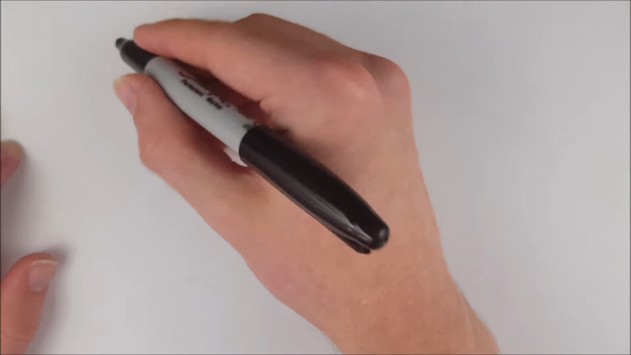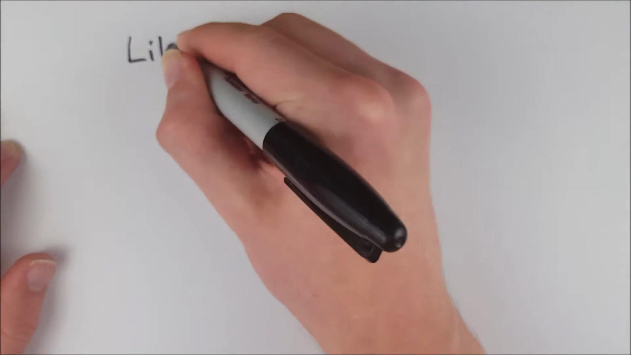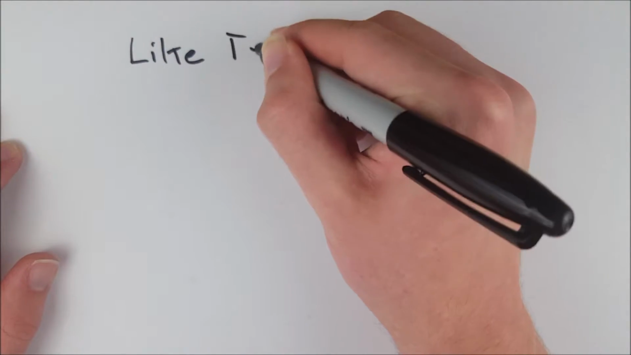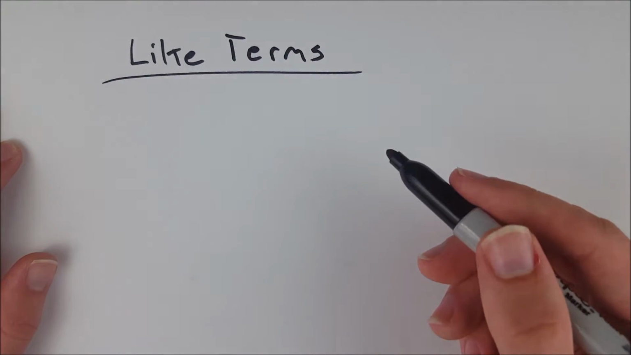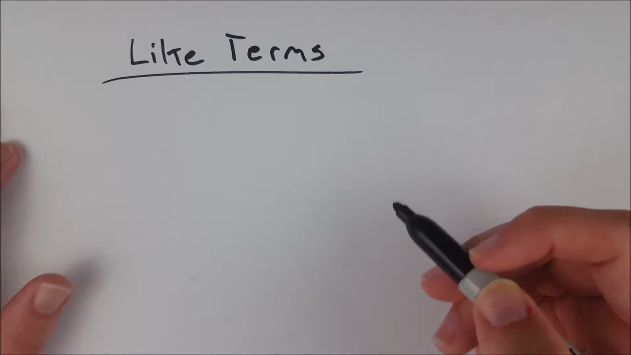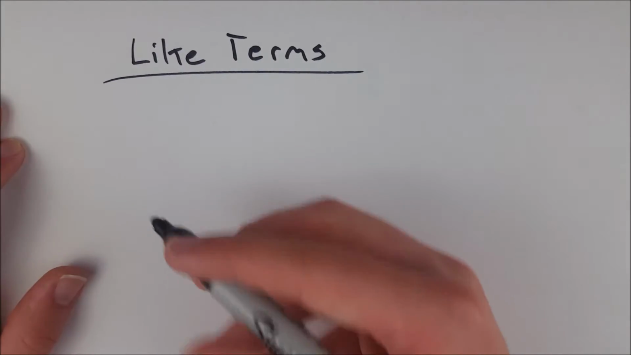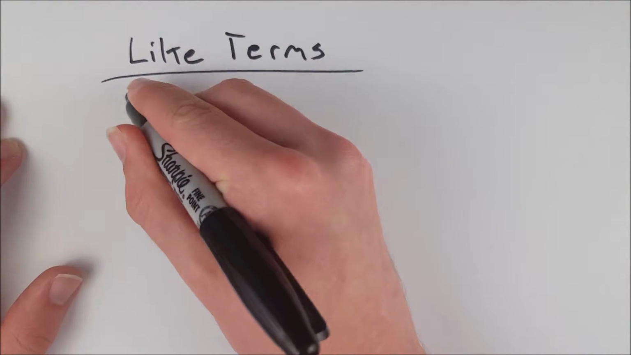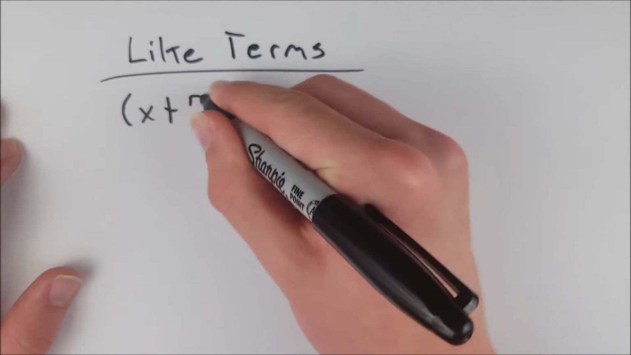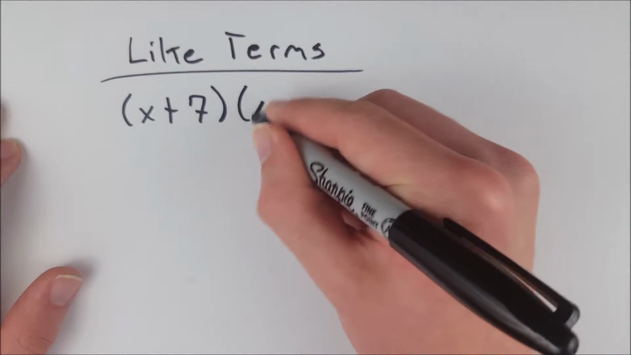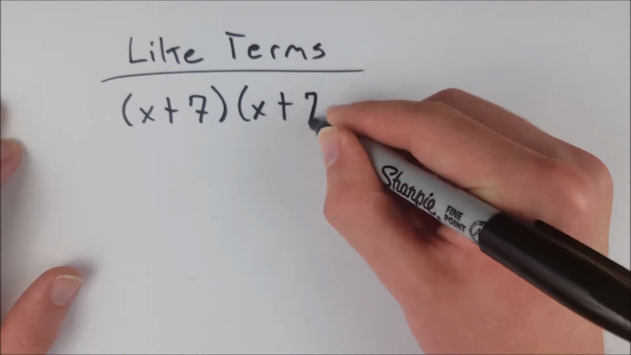I'm your host Sean E, and in today's video we are going over like terms, answering the question, what are like terms? So when you're asked to simplify a polynomial, they say add the like terms. What are like terms? Well, let's look at a classic case and say we're doing some binomial multiplication. Let's say we've got x plus 7, one of my favorite numbers, 7, multiplied by x plus 7.